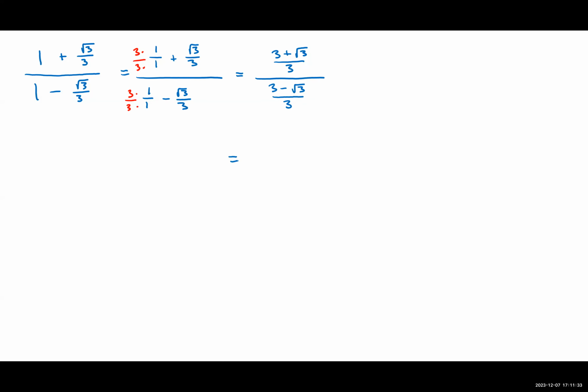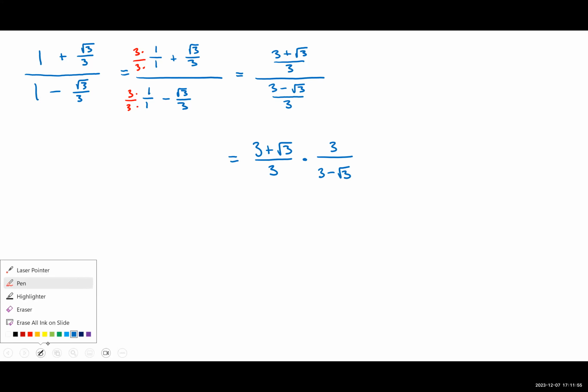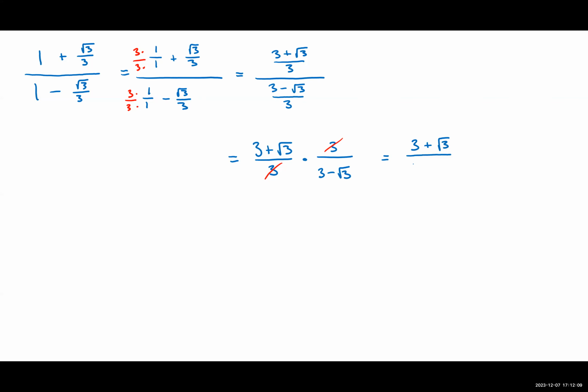Let's bring it down here. Keep, change, flip. So top fraction times the reciprocal of the bottom fraction. So those 3's cancel. 3 on top, 3 on the bottom. Now we've got 3 plus the square root of 3 divided by 3 minus the square root of 3.